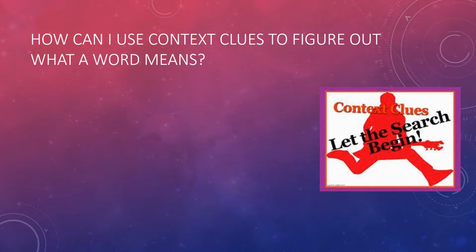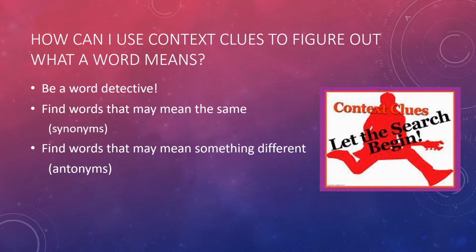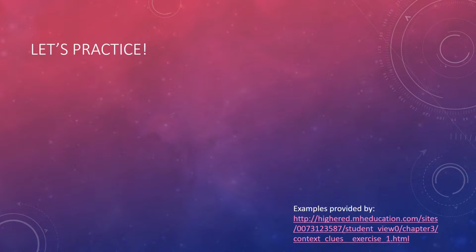How can I use context clues to figure out what a word means? You have to be a word detective. You need to find words that mean the same, synonyms, find words that may mean something different, antonyms, or find words that may be examples of the word you're trying to figure out. Let the search begin. Do some practice.